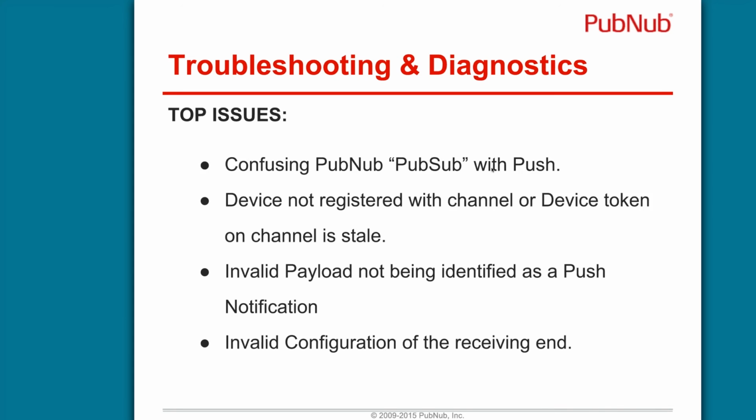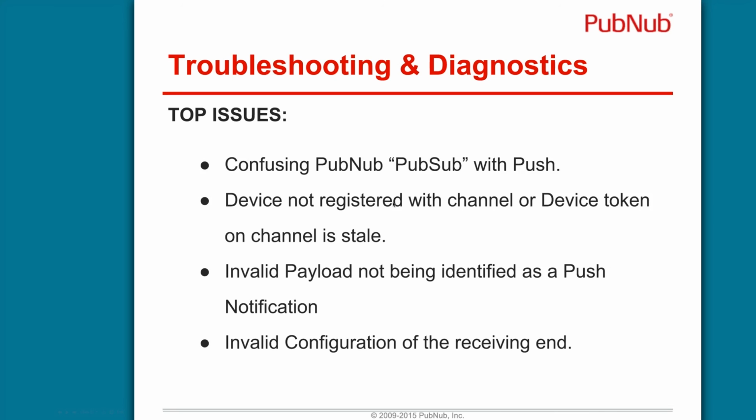All right, so just some top issues, just to wrap up here. Top issues: confusing PubNub PubSub with push, meaning the publish and subscribe API that you would use in your solution as part of the core service that we have is not push notifications. So when you receive a push, it's going to go through the operating system's path for receiving push notifications. And that's where your push notification will be sent.